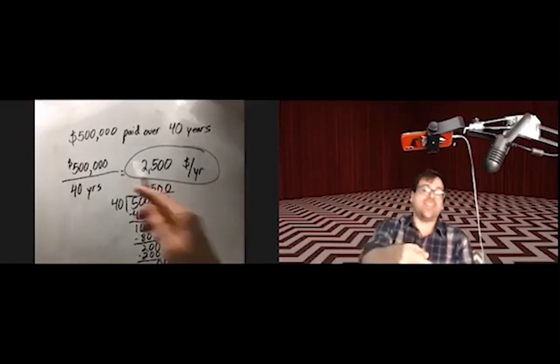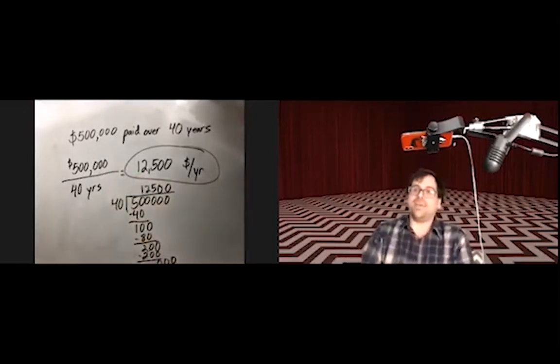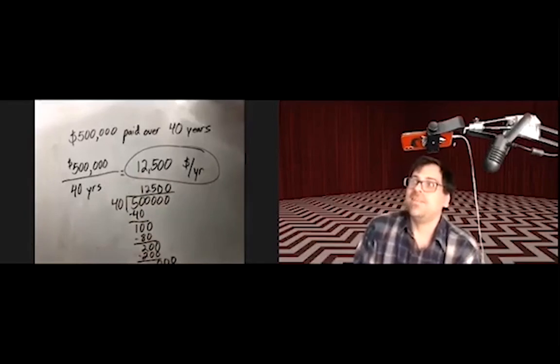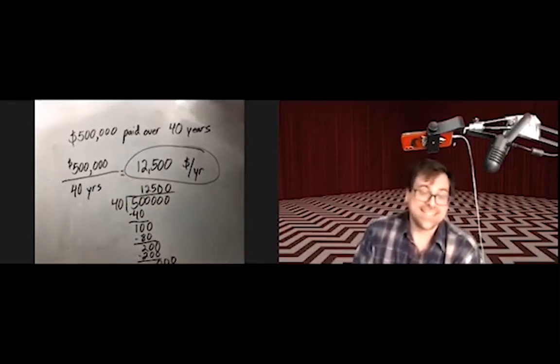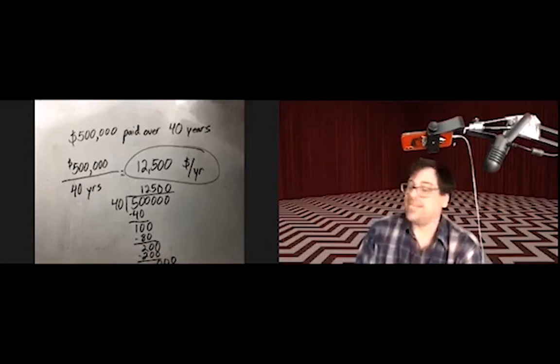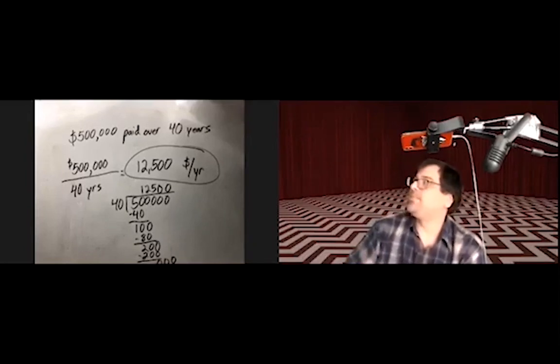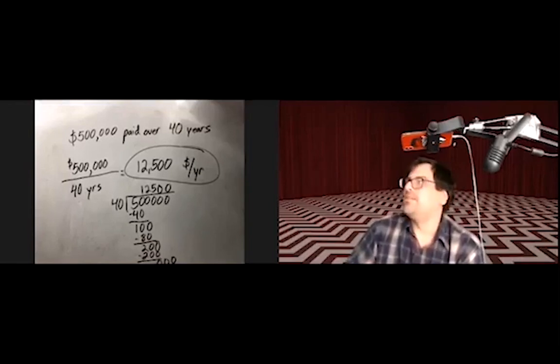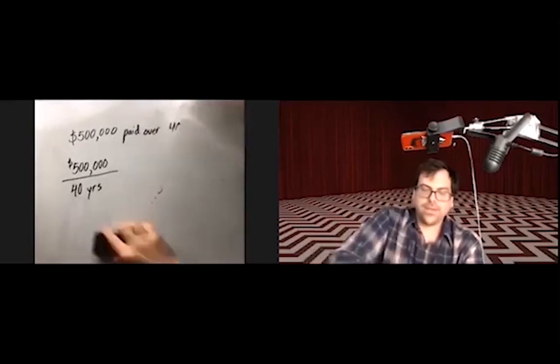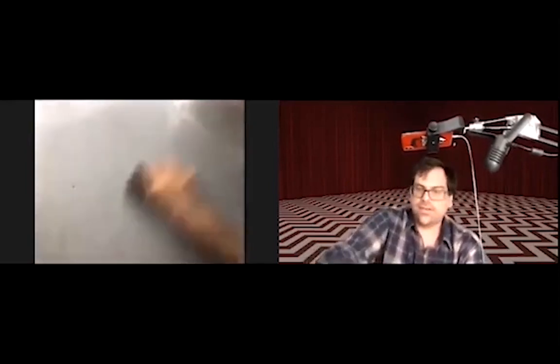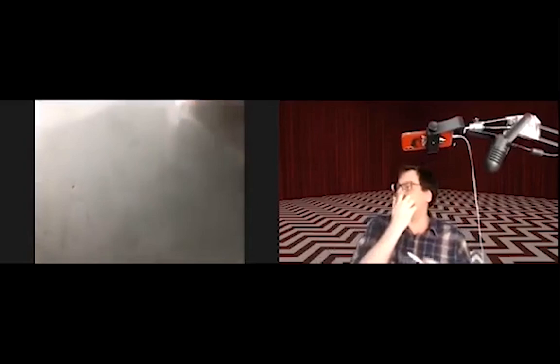Suddenly winning $500,000 when it's paid out in an annuity and you get $12,500 per year, that's before taxes. Doesn't seem so great, does it? You wouldn't even clear $1,000 a month. Let's find another unit rate.